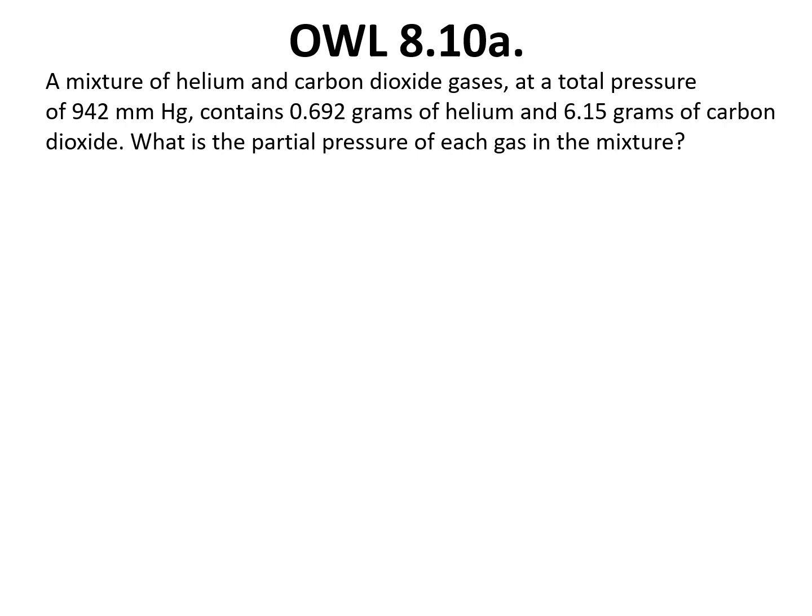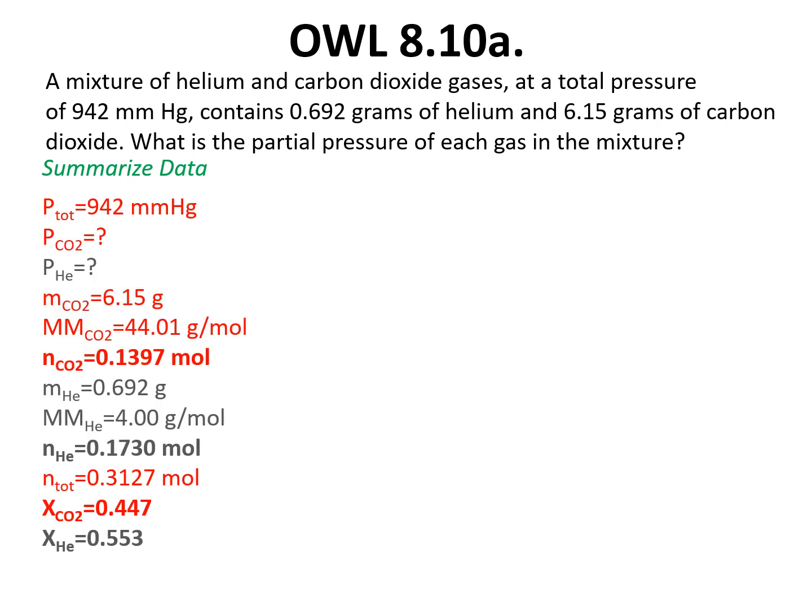If we had a mixture of helium and carbon dioxide gases at a certain total pressure and we knew the grams of each gas, could we calculate the partial pressure of each gas in the mixture? Notice in this problem we don't have temperature. We also do not have volume. So I want to show you a way that you can use mole fraction to go about doing this calculation.